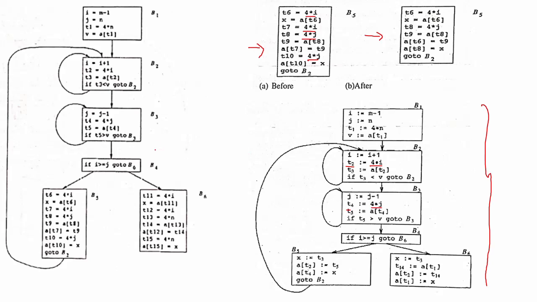This is the flow graph constructed from the 3 address code, and this particular flow graph is the optimized one. I think you might understand what is the need for code optimization.